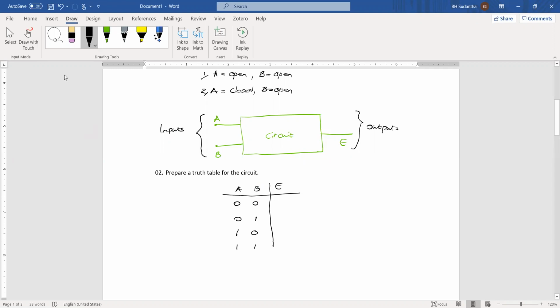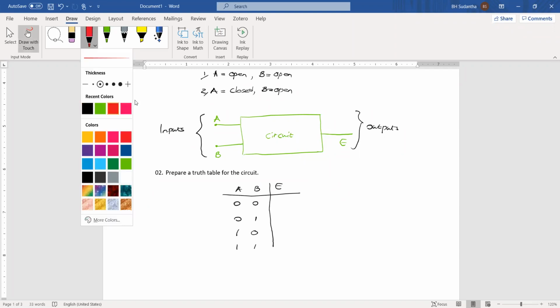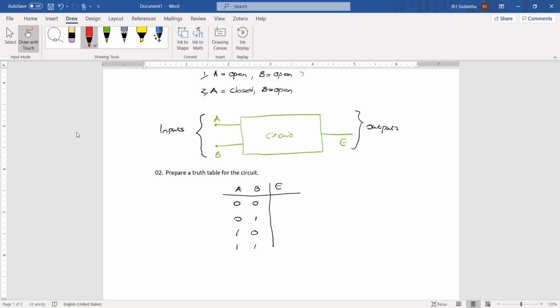Now we have to include these conditions. We have to include these conditions. These are the conditions. We have to include these conditions in the table. Okay. Now, how can we include these conditions inside the table?